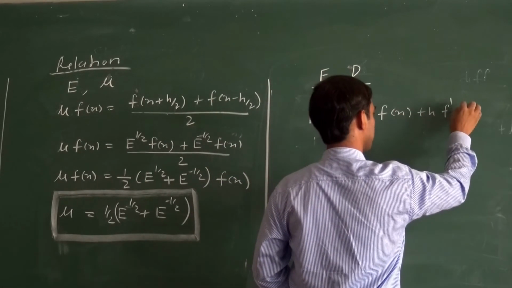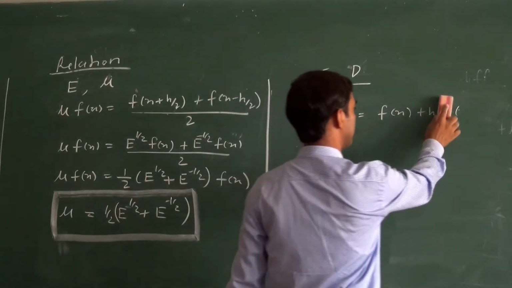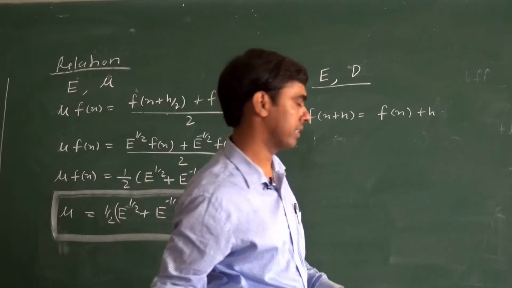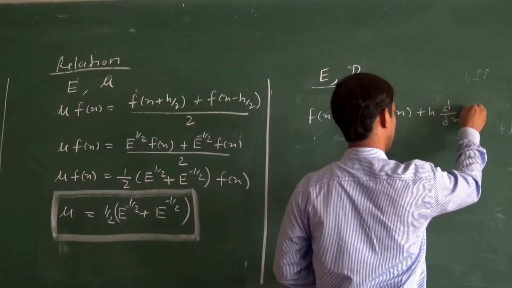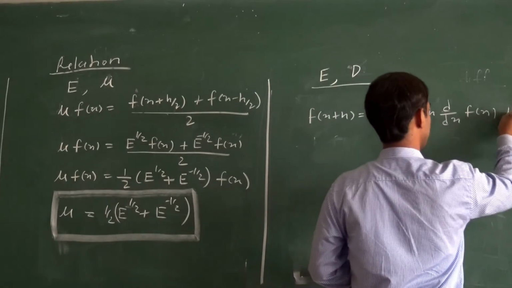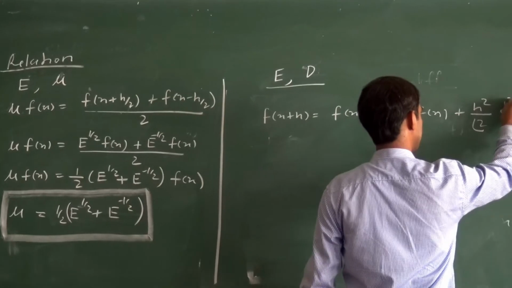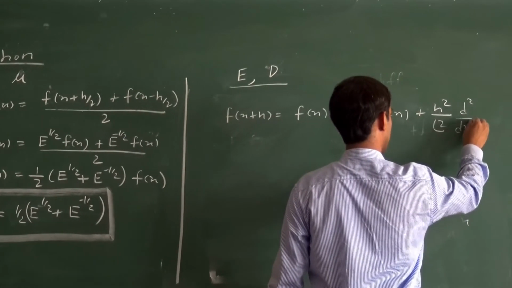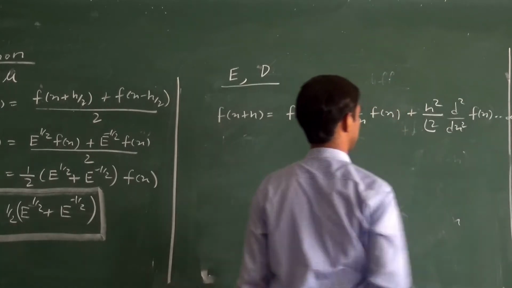equals f of x plus h times f dash x, where f dash x is d by dx of f(x), the first order. Similarly, h square upon factorial 2 times d2 upon dx square of f(x). Similarly, how many terms? Infinite number of terms.